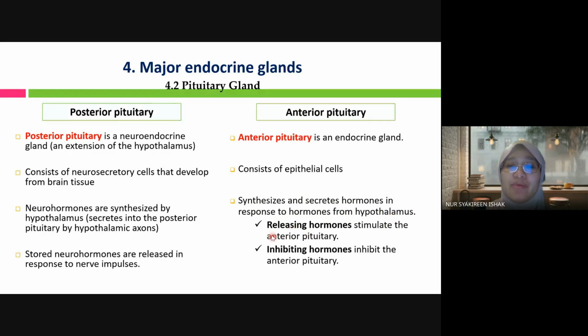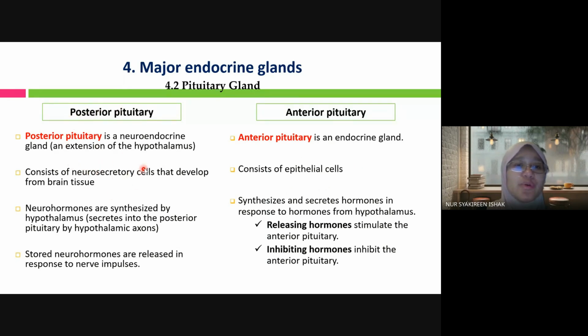For example, we have here releasing hormone, which stimulates the anterior pituitary. Example of releasing hormone is GnRH, gonadotropin releasing hormone. Okay, produced and secreted by the hypothalamus, it triggers the anterior pituitary to synthesize and secrete FSH and LH. Macam tu, okay. So there you have the releasing, and also the anterior will respond to the inhibiting hormones, okay, which is secreted by the hypothalamus, right? So it inhibits the anterior pituitary.